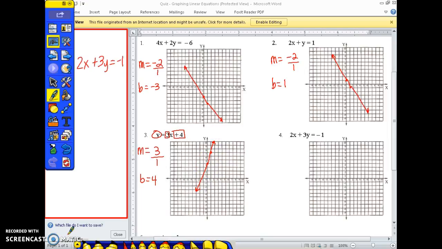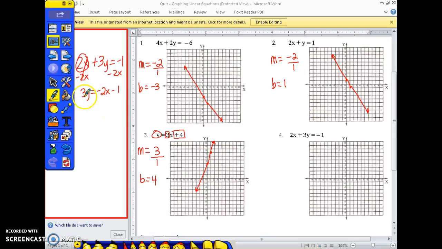For number 4, the y is not by itself, so I have to isolate my y variable. I'm going to subtract 2x from both sides so that I can get 3y equals. I cannot combine these two terms because they are unlike terms, so I'm just going to write them beside each other.